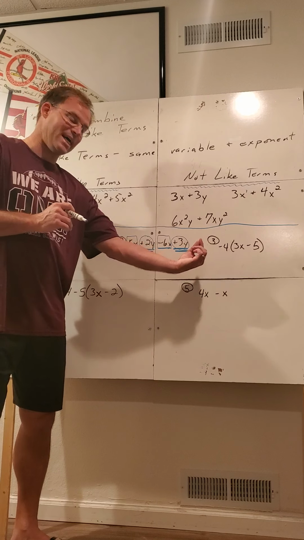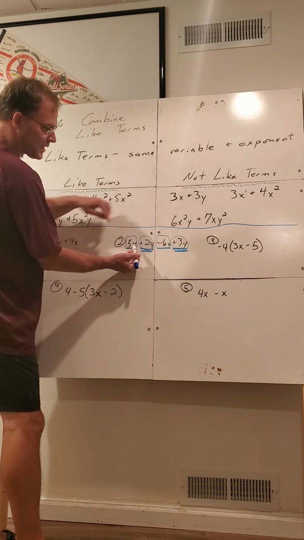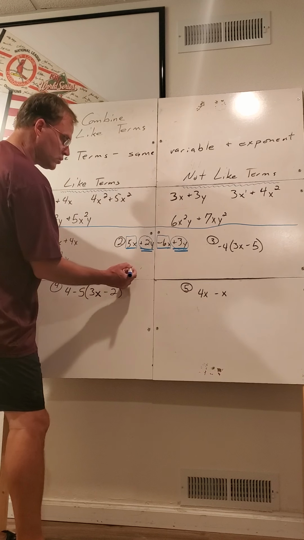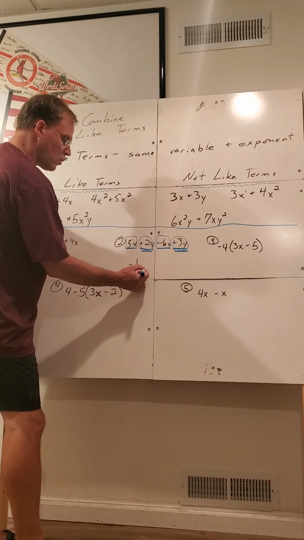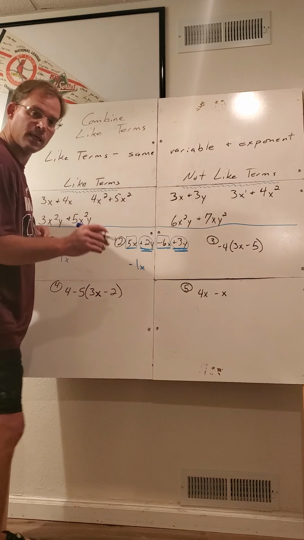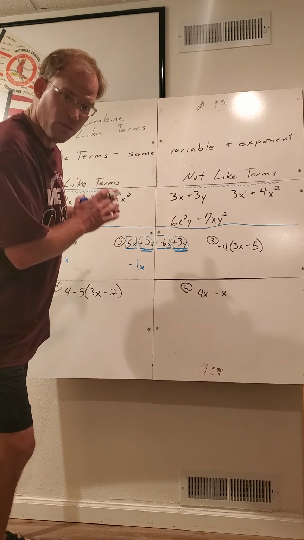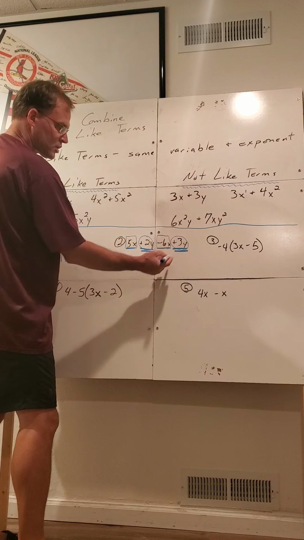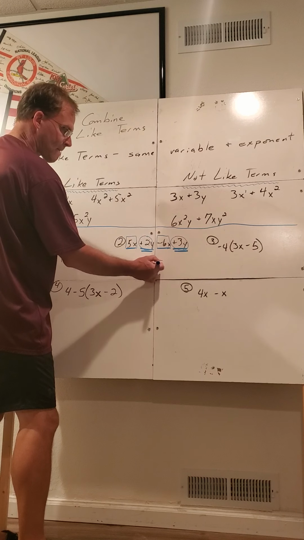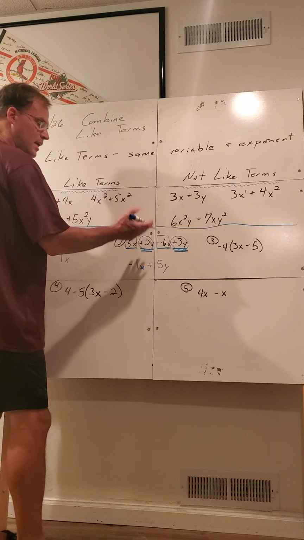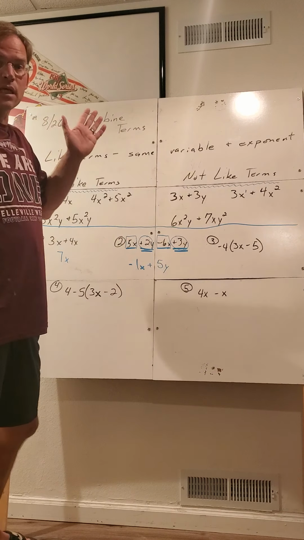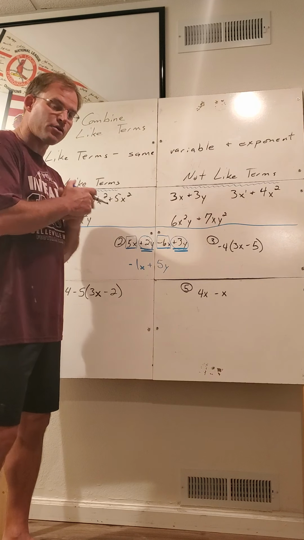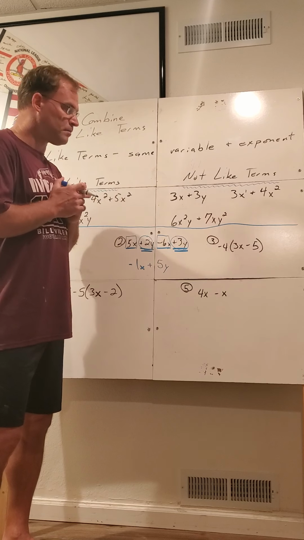Never behind. So I've got 5x. The plus is with the 2. Minus 6x. When I combine those two together, I get negative 1x. Yes, the 1 is optional. You don't have to write that. 2y plus 3y, 5y. Answer. Done. Those are not like terms. I cannot combine them together. That's it. That's all we got.